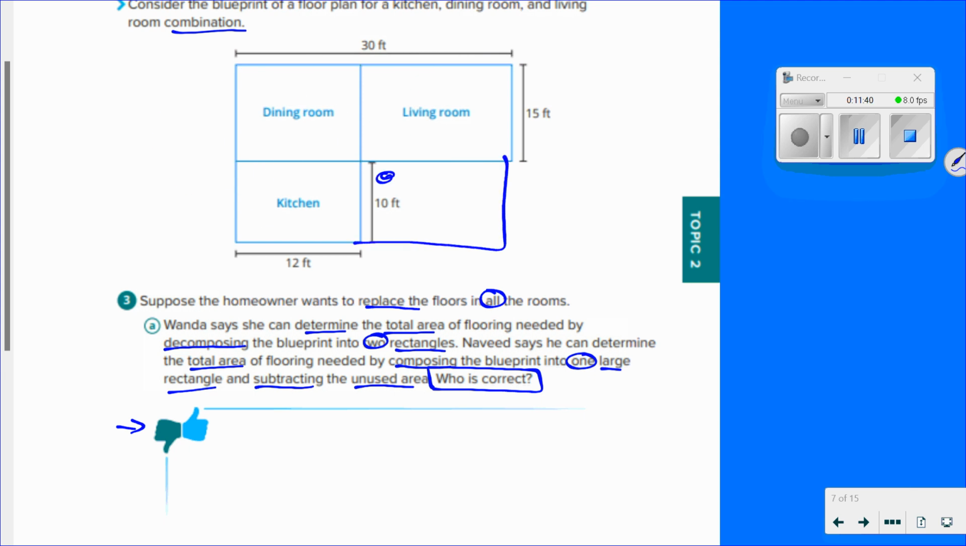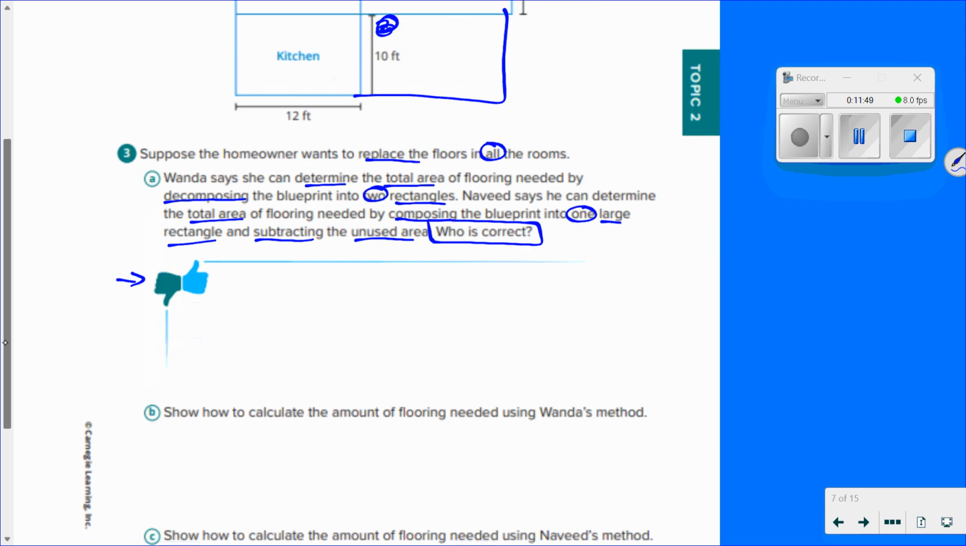For Naveed's, what he was really saying is, I'm going to make it a big rectangle, and then I'm just going to take this part out. So you're going to have a whole big one, and take out number 2. Does that work? That would also work, right? So, actually, most of you are correct. They are both correct.